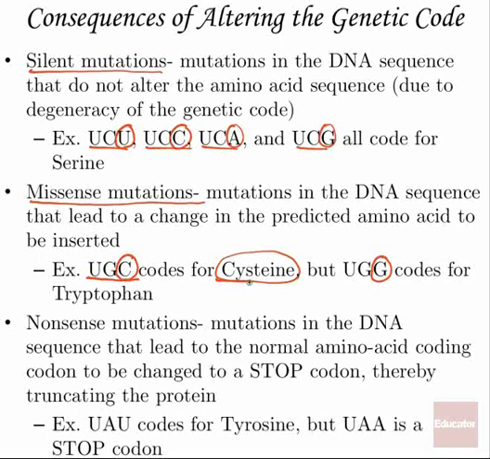Right? Now, the last one, the most detrimental one, is a nonsense mutation. So that's a mutation in the DNA that changes a normal amino acid coding codon to a stop codon. And this truncates the protein, so it makes it smaller. So an example, we have UAU coding for tyrosine. Okay, but all we have to do is have that one base change to UAA being a stop codon.